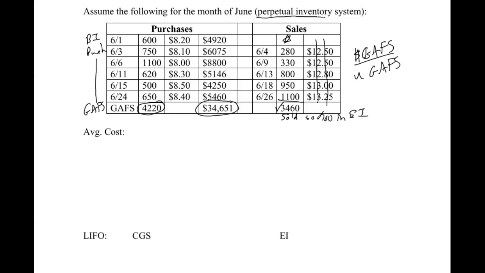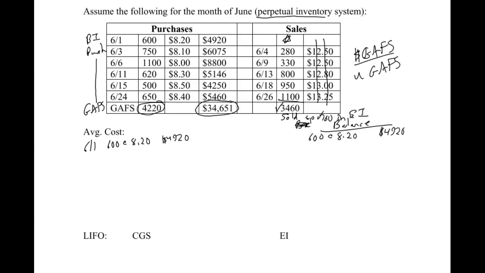We're going to start with June 1st. On June 1st, we have 600 units at $8.20, and that's a total of $4,920. I'm going to keep a running total, or a balance, of what we have going on. So on June 1st, all we have is the 600 at $8.20, which is $4,920.